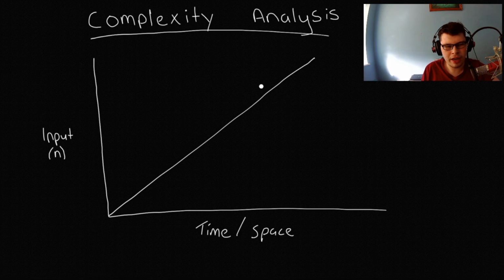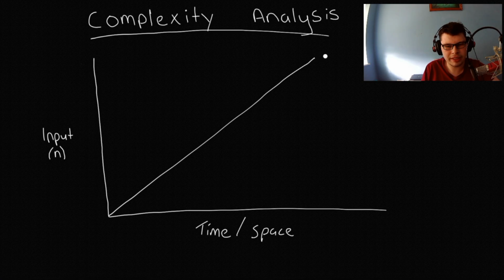And when we have a straight line graph, that means for every input that we get, our time or our space, so time again being the CPU power or space being the memory that it takes up, will grow in relation to that. So if we had one input and it took 100 milliseconds, if we had 5 inputs, it would take 500 milliseconds.